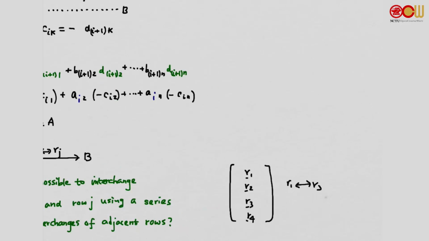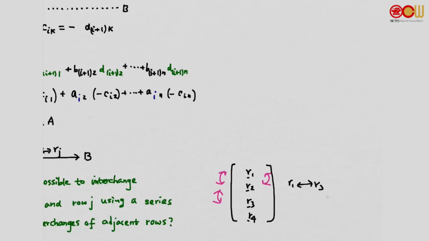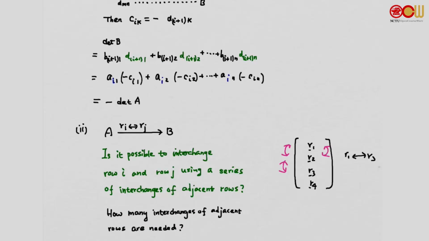Can we do so by interchanging adjacent rows? For example, we can interchange R1 and R2. Then R1 will come here, and then we can interchange R1 and R3 here again. But then R3 is now at the second row, and then we can do another interchange here. And then we can interchange R1 and R3, right? So indeed, it's possible. So if we want to interchange row i and row j, we can simply do interchanges of adjacent rows a number of times, and for each interchange of adjacent rows, there's an extra minus when we want to relate the determinants.